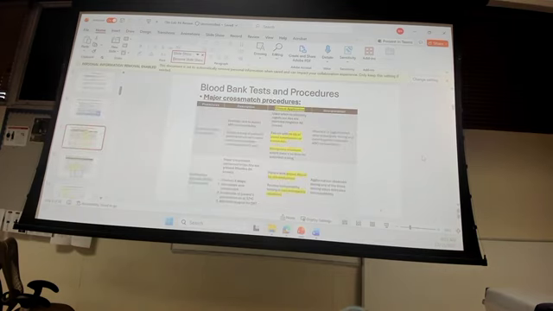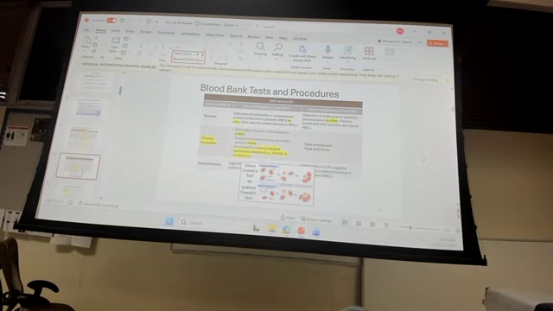All right, we got our major cross matching and minor cross matching, right? So your immediate spin, we use in emergency situations. And then your AHG cross matching, we use in non-emergency situations, and we use those for those who have known antibodies or a history of transfusions. So just please know the difference between those two in major cross matches.